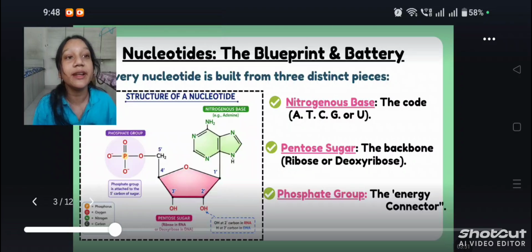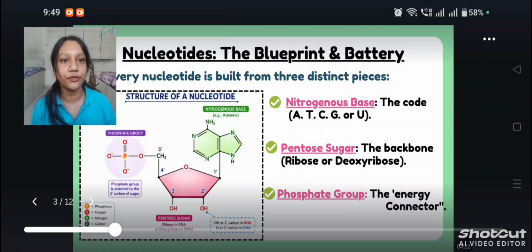Nucleotide, the blueprint and battery. As we know, every nucleotide is built from three distinct pieces: a nitrogenous base, a pentose sugar and a phosphate group. The nitrogenous bases do the coding and are adenine, thymine, cytosine, guanine, or uracil in RNA instead of thymine. The pentose sugar makes the backbone. For RNA, it is ribose. For DNA, it is deoxyribose. The phosphate group is also known as the energy connector.